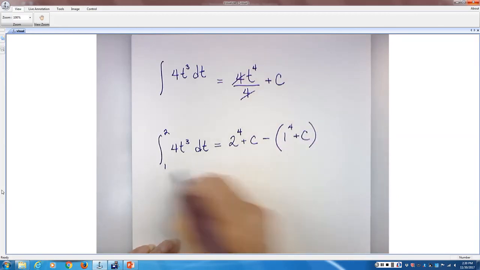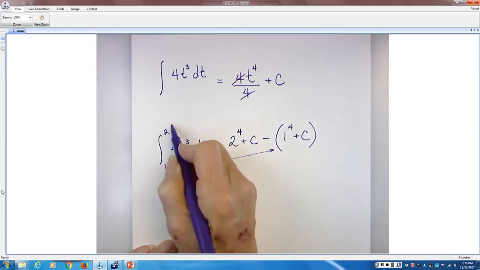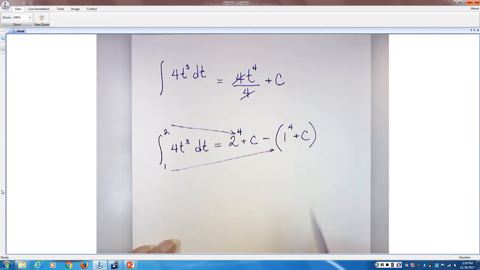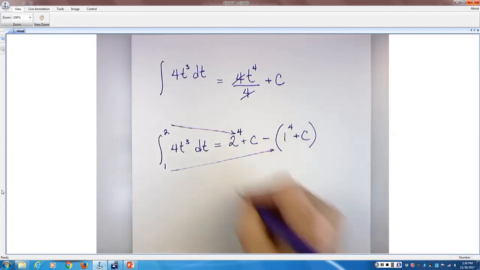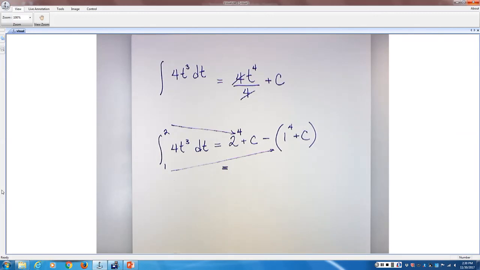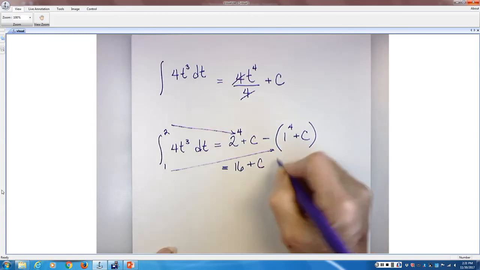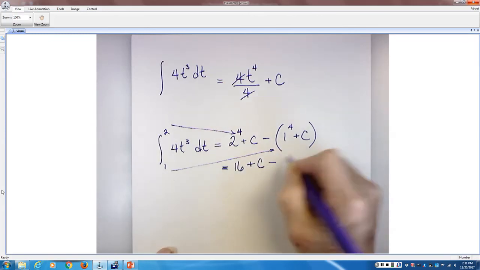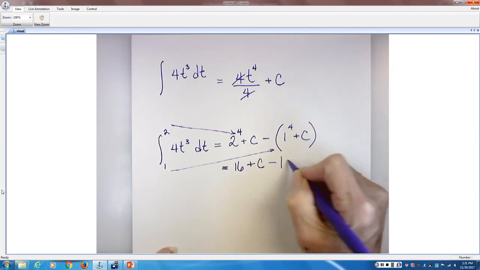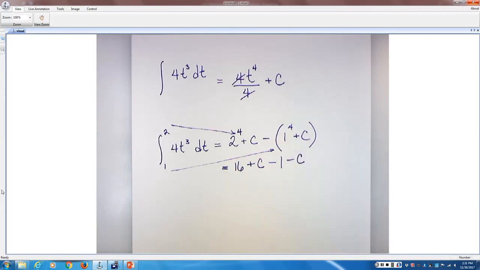So you subtract this one from that one. Now remember, you're subtracting the whole thing. What is 2 to the 4th? 16. 16 plus a constant minus 1 to the 4th is 1 minus the constant. Because remember, you're subtracting that whole thing. So what happened to your constant? It canceled out.